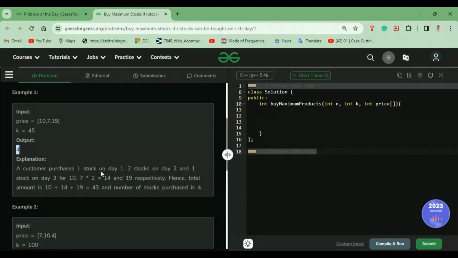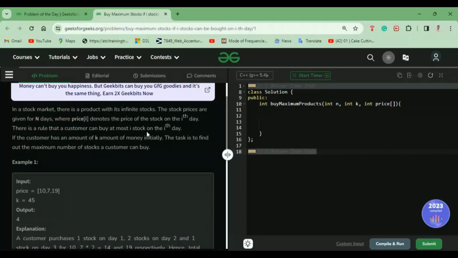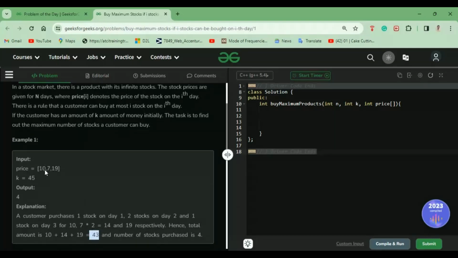The customer can purchase one stock on day 1, two stocks on day 2, and one stock on day 3. So 10, 7 into 2, and so on, so the total price will be 43. How they have done it is, on the first day we can buy only one, because in the question they have mentioned on the ith day we can buy only i stocks. So we can buy the stock with value 10 only one time.